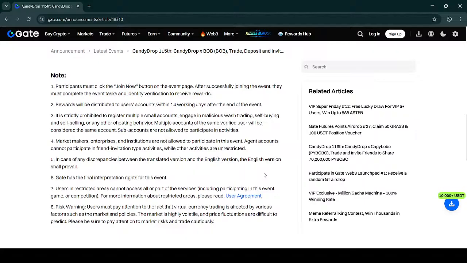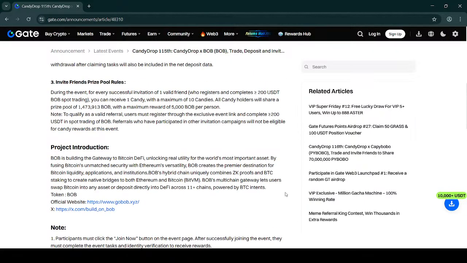Risk warning, users must pay attention: virtual currency trading is affected by various factors such as market and policies, and prices are highly volatile and difficult to predict. Please be sure to pay attention to market risks and trade carefully, guys.